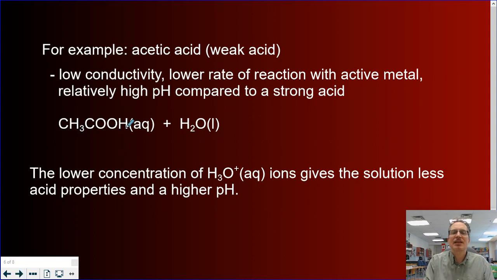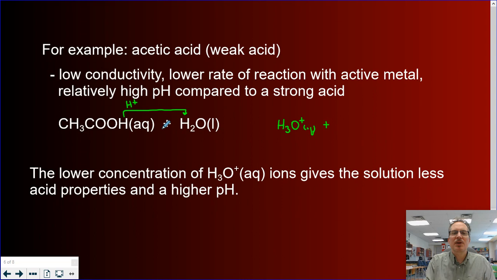So if I take a look at acetic acid, which is a weak acid, it's below the hydronium ion on my acid chart. It's still going to donate a proton because, if we think about this based on the definition, it's still going to make hydronium ions.